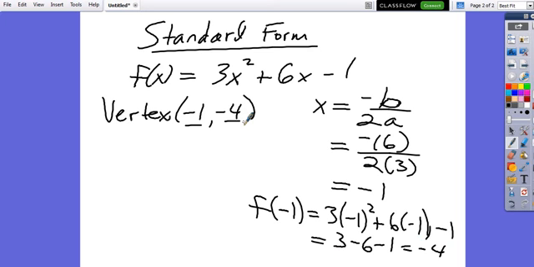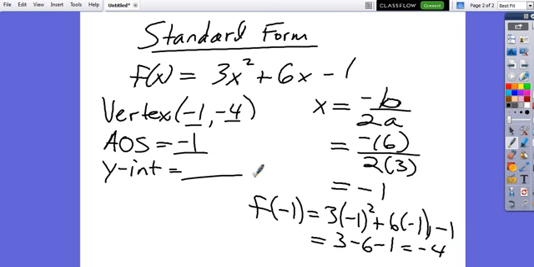Once we have our vertex, we also need to recognize our axis of symmetry, which is negative 1. And we also need to know our y-intercept. Well, we've learned that the y-intercept, when using standard form, is the c value. That is the last value, the constant that's part of the function. So negative 1 is also our y-intercept. It's a different negative 1. Understand that. It's on the y-axis, whereas this axis of symmetry is an x value.